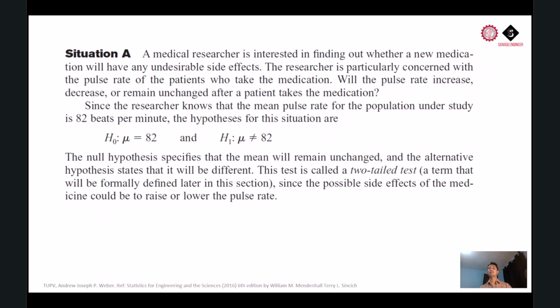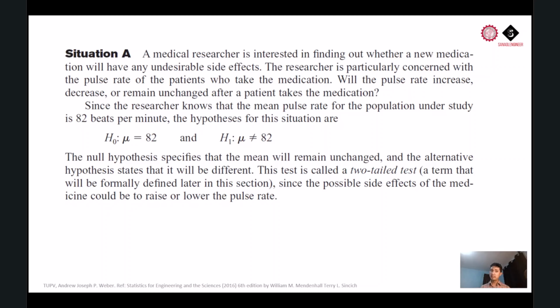Since this is very important, the researcher knows that the mean pulse rate for the population under study is 82 beats per minute, so that's the prior knowledge. We have to believe that that is true, that the null hypothesis is that the mean pulse rate for the population is 82 beats per minute. So the hypotheses are: H naught, mu equals 82, and H sub 1 is that the mean is not equal to 82. You're not sure if it is greater than 82 or less than 82. So if you're not sure, your alternative hypothesis should be not equal.